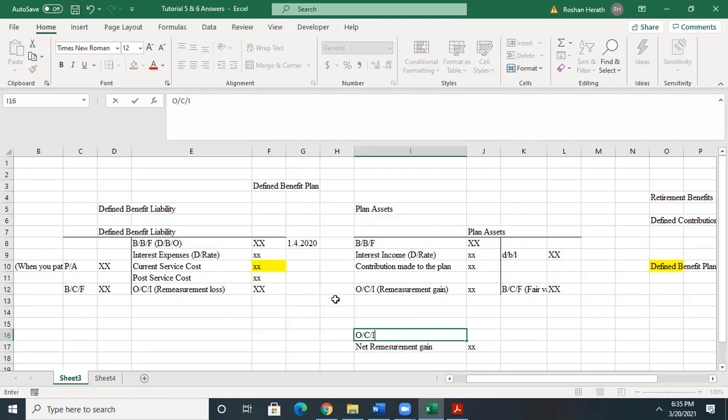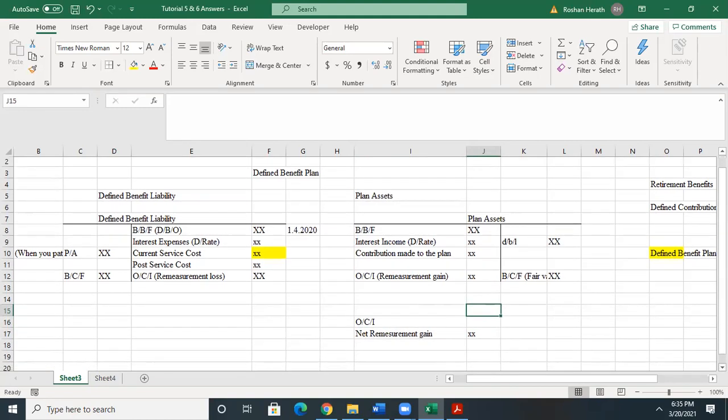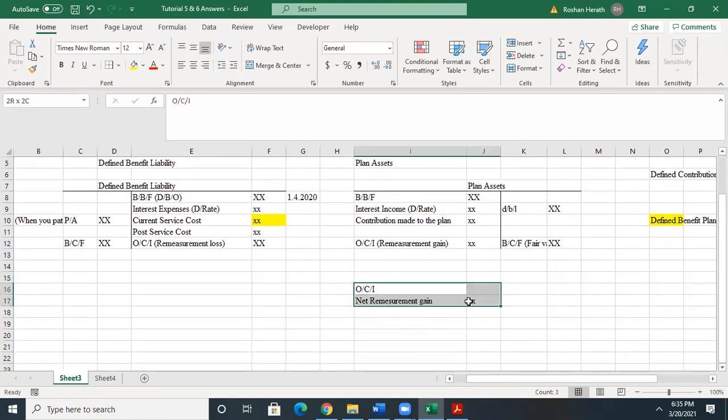So this is an instance where netting off is allowed in the accounting standards. Usually the net off is not allowed, but in this instance, yes, the net off must be there.